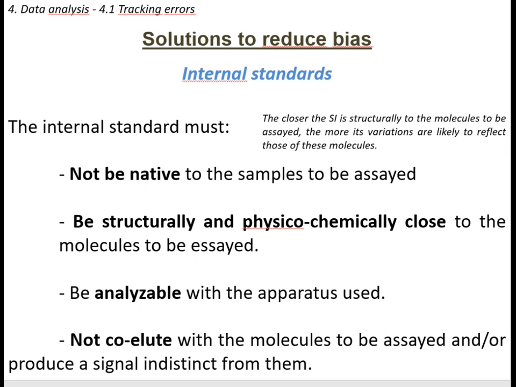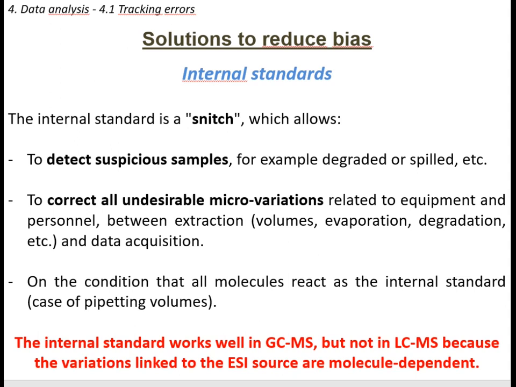In mass spectrometry, we only use internal standards in targeted approaches. This is something we can't use in non-targeted approaches, for reasons I will develop later. And we use other techniques to correct the signal, especially the drift of the signal during the batch of analysis. So it's a snitch, a spy that allows us to detect suspicious samples and correct undesirable microvariations. It's very commonly used in GCMS, but not in LCMS, as we said, because of the properties of the electrospray source.